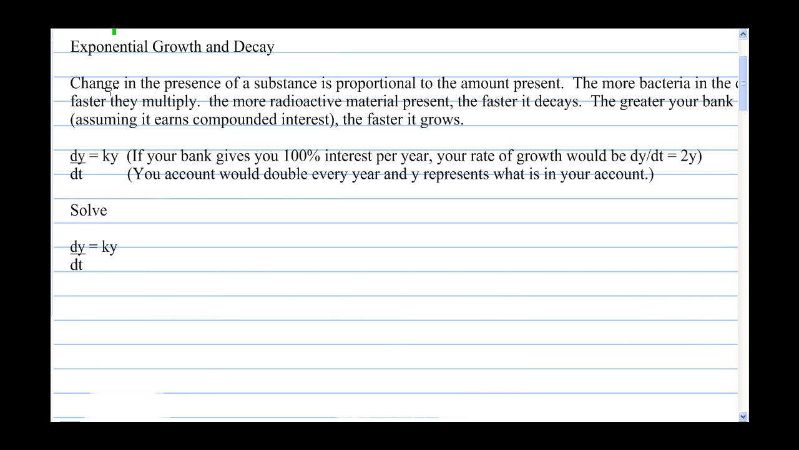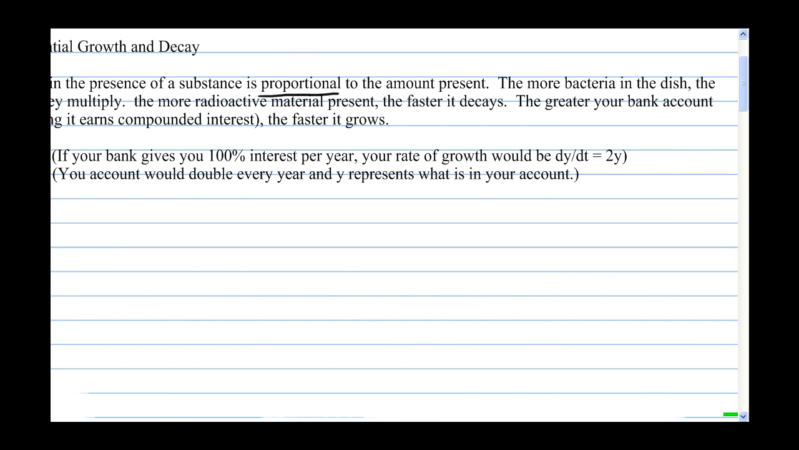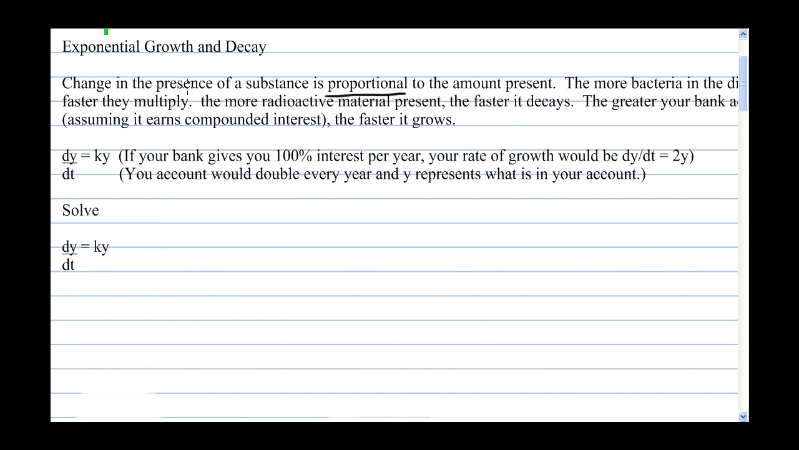Exponential growth and decay. Change in the presence of a substance is proportional to the amount present. So we have a proportion, directly proportional. As one increases, the other increases. So the change in the presence of a substance is proportional to the amount present, which means that, well, take the population of bacteria like we have here. The more bacteria in the dish, the faster they multiply.